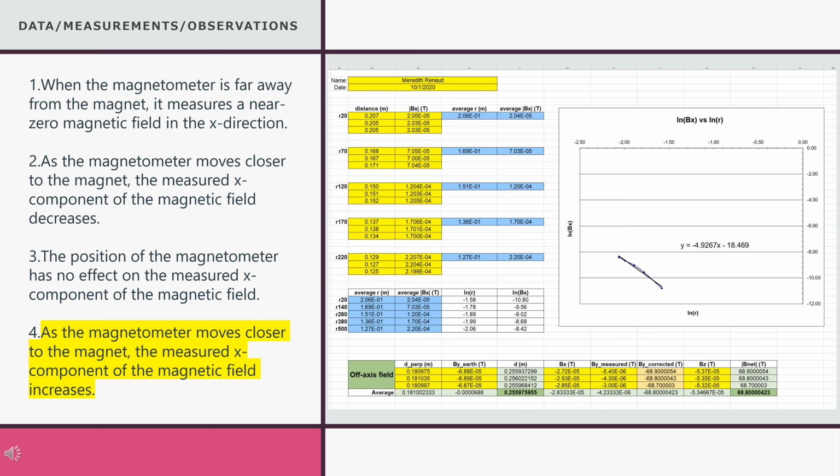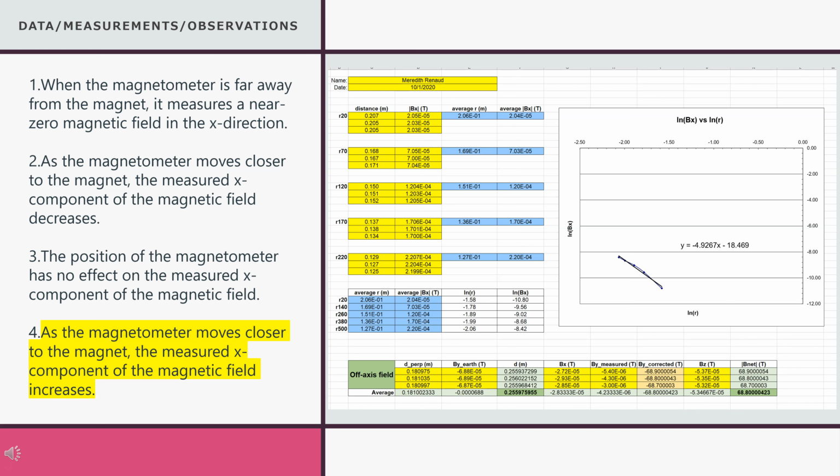As you can see, my equation is y equals negative 4.9267x minus 18.469. This means that the n value is negative 4.9267. And while this value is supposed to be closer to negative 3, I believe this error was because of a fracture in my magnet.